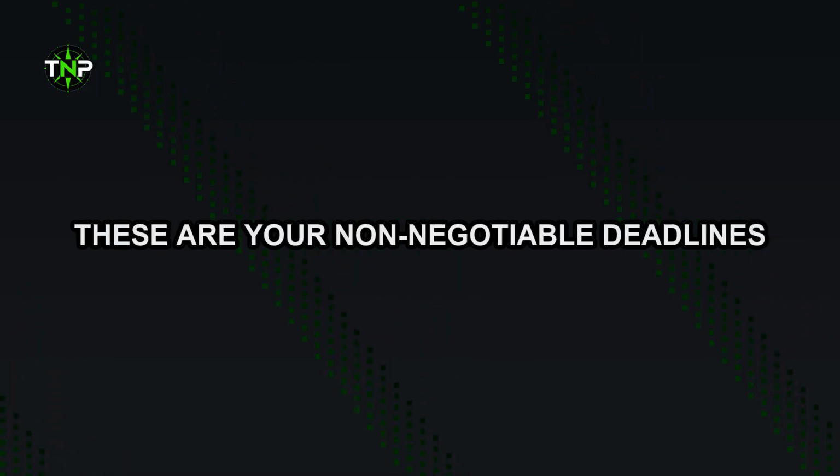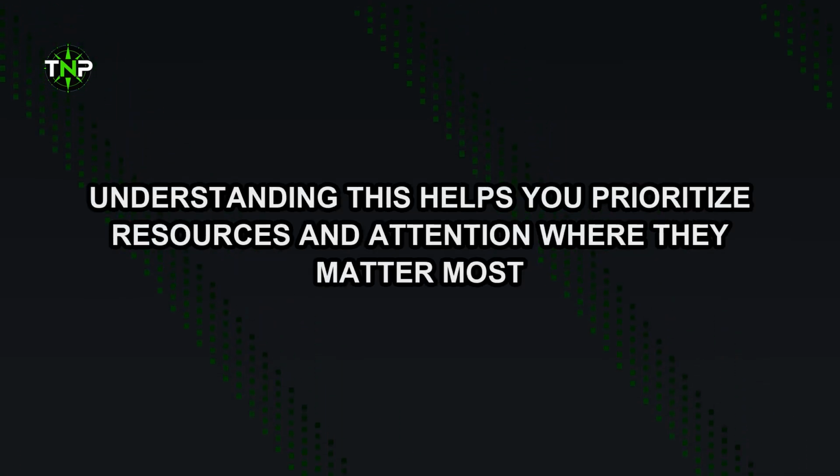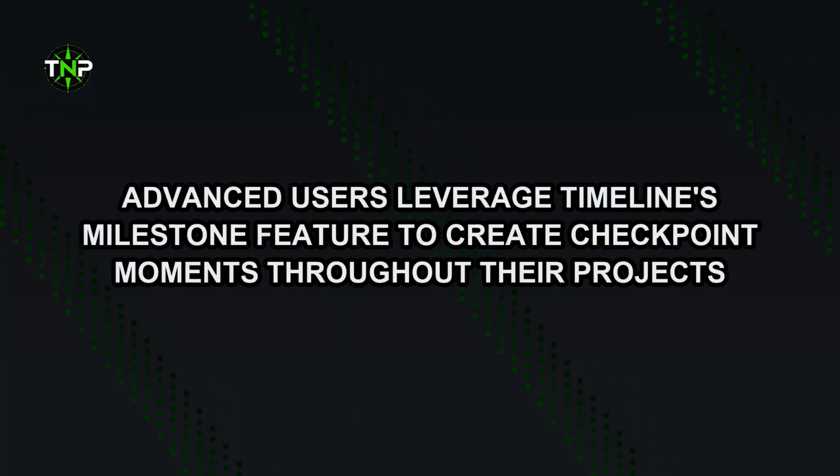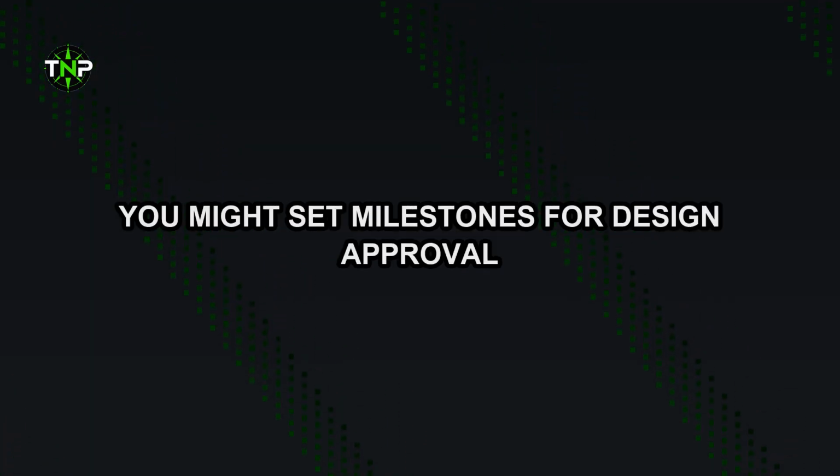Advanced users leverage Timeline's milestone feature to create checkpoint moments throughout their projects. These aren't just arbitrary dates, they're strategic decision points where stakeholders review progress and make go or no-go decisions. In our website example, you might set milestones for design approval, development completion, and user testing results. These visual markers help everyone understand project phases and maintain momentum toward key deliverables.